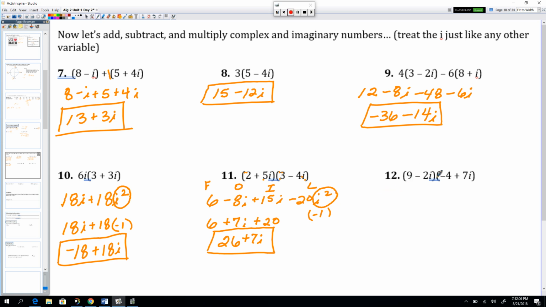Let's do FOIL again. First times first, outer times outer. Inner times inner. And last times last. Let's combine what we can here in this first step. Let's replace this with the negative 1 to make this plus 14. And then let's do our last little combo of these terms here. Negative 22 plus 71i.